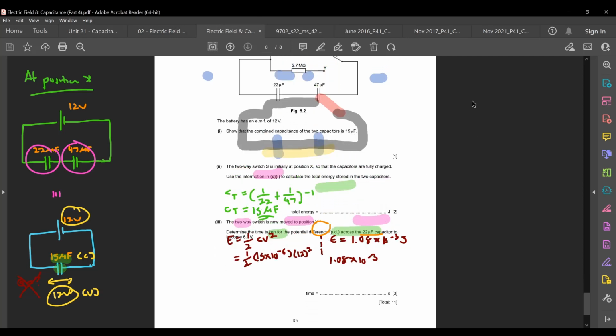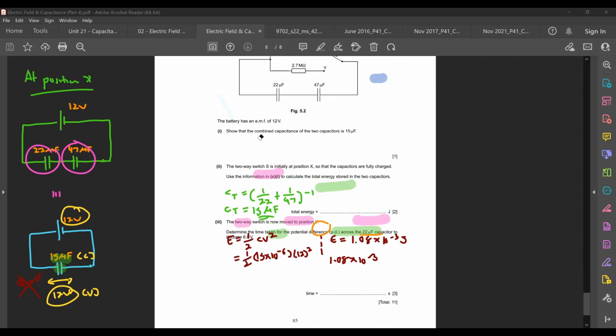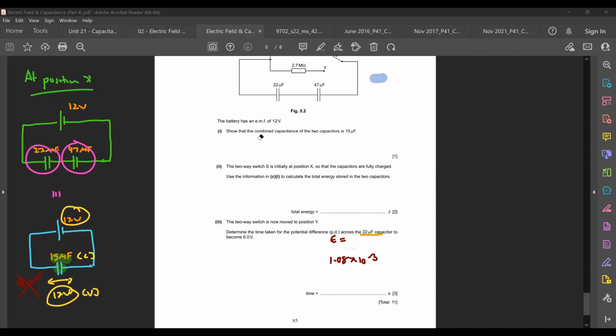Now this one is your discharge again. So let me clear this thing off. Okay, now for the last question here, they mentioned that the two-way switch is now moved to position Y. Determine the time taken for the potential difference across the 22 microfarad capacitor to become 6 volts. Okay, find out the time taken for the potential difference V across the 22 microfarad capacitor to become 6 volts.